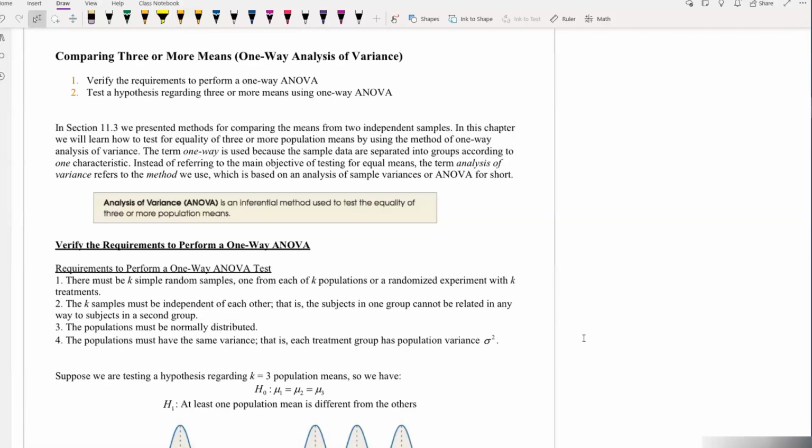Comparing 3 or more means. So here, we don't have 2 means, we have 3 or more. That's why we have to use ANOVA. So, one-way analysis of variance.